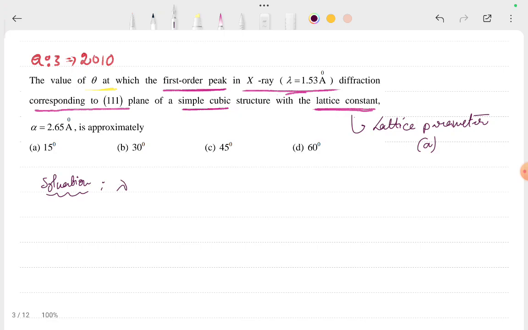Here given lambda equals 1.53 Armstrong, HKL equals 111, the crystal is simple cubic, and the lattice parameter alpha equals 2.65 Armstrong. You can calculate the value of theta.